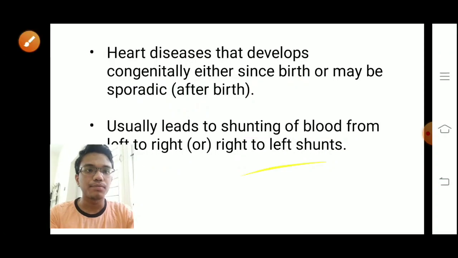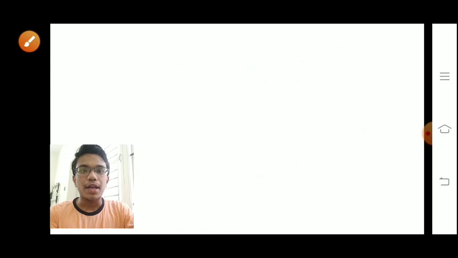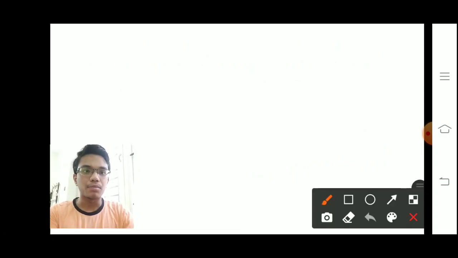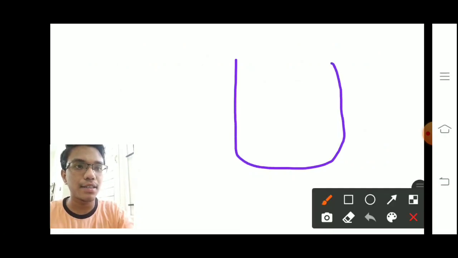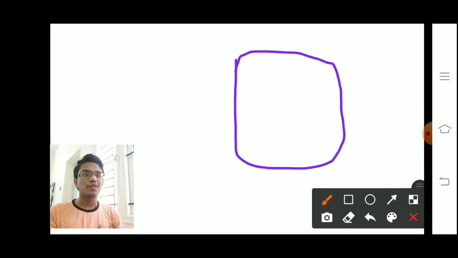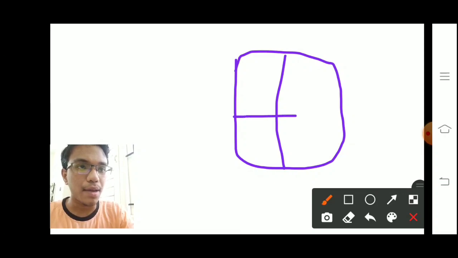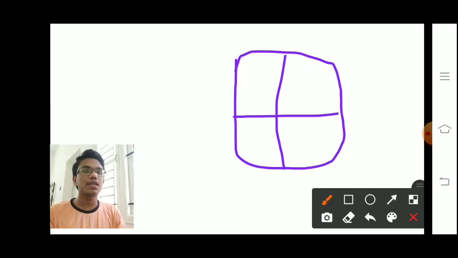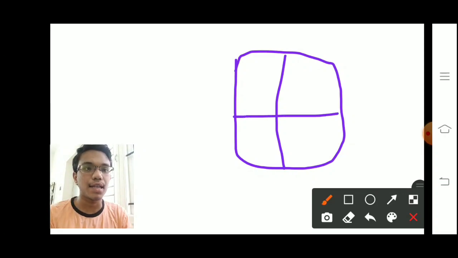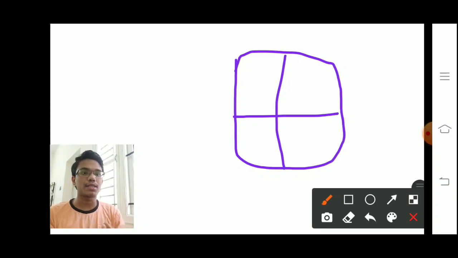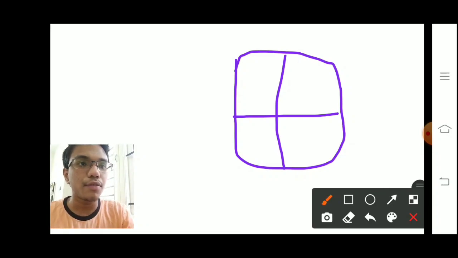Okay, so now the pathophysiology of right to left shunt. Let me draw a simple diagram now. Suppose this is the heart. Actually, it's not looking like a heart, but just imagine this is a heart and you have the 4 chambers. I am drawing it a little bit simple so that it is easy for me to explain what is happening here. So these are the 4 chambers.